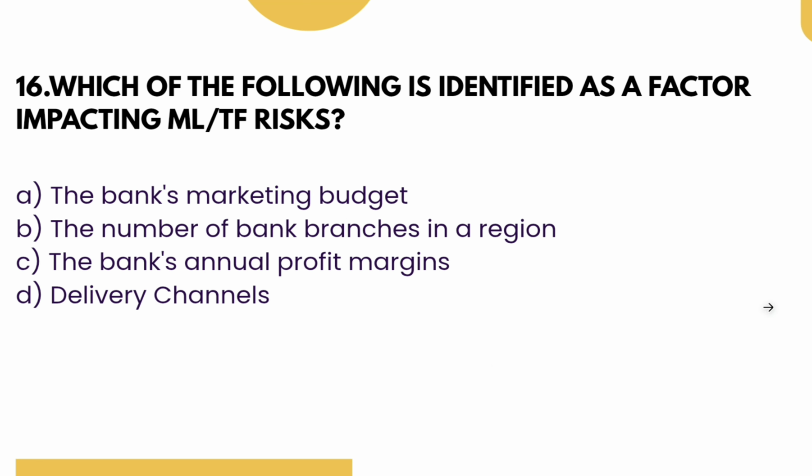Next question. Which of the following is identified as a factor impacting both ML and TF risks? A. The bank's marketing budget. B. The number of bank branches in a region. C. The bank's annual profit margins. Or D. Delivery channels. The answer is D. Delivery channels. So, what are the basic three types of factors which impact the money laundering and terrorist financing risks? One is this delivery channel, the other is the product risk, and another one is customer risk.